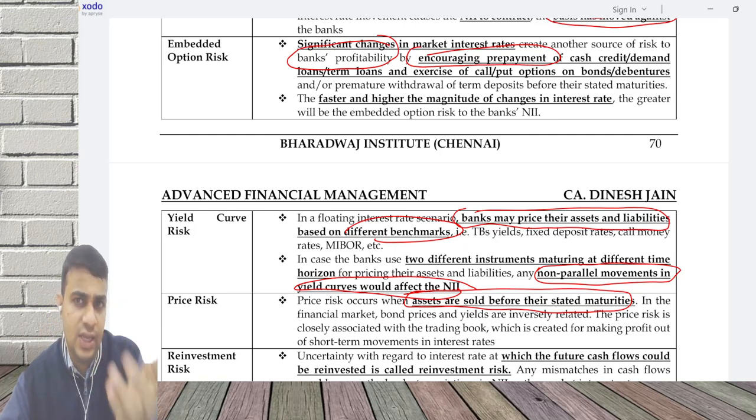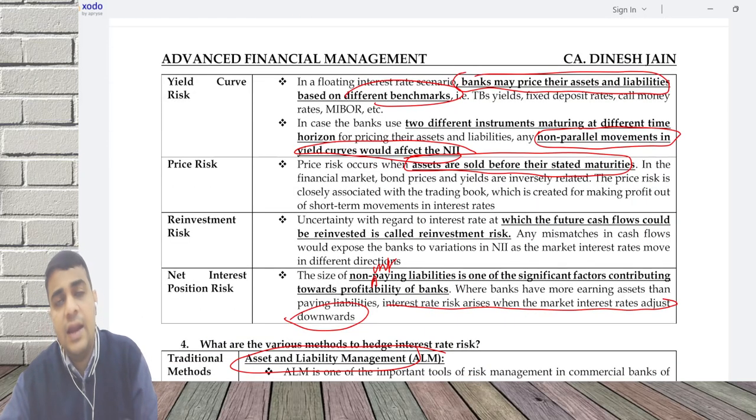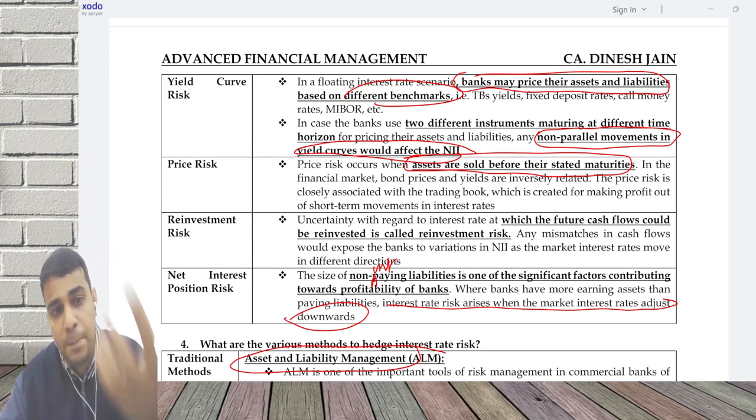Price risk is the inverse relationship between bond price and interest rate. Reinvestment risk is the inability to make fresh investments. Net interest position risk, in the case of a bank, is that they have a lot of liabilities on which they don't pay interest. So if this is sizable and interest rates go down, they'll be impacted because on liabilities they're not paying interest, while on assets the income is going down.